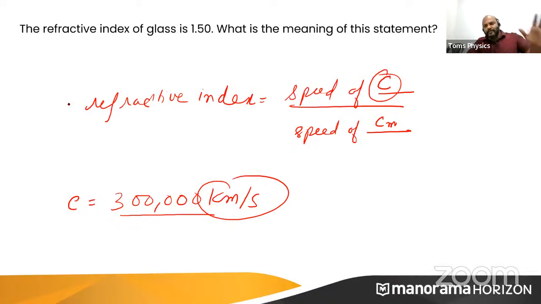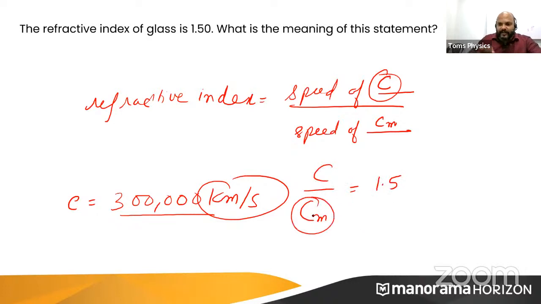So that is the maximum speed that light can go. You can't go faster than that speed. If you divide that by the speed of light in the medium, you will get the refractive index for that material. So in this particular case, we are being told that c divided by c_m is equal to 1.5. So is c_m bigger than c or less than c? Basic maths. If c upon c_m is equal to 1.5, is c_m bigger than c or less than c? Bigger, right?